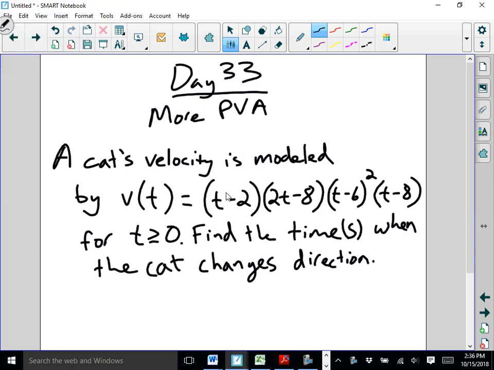We're going to look at some more PVA. Today we're going to look at some interesting problems that I want you to pay attention to, and also some calculator problems. So let's take a look at this problem.